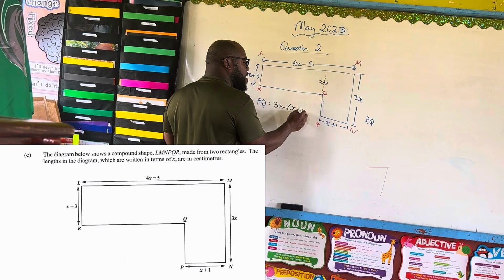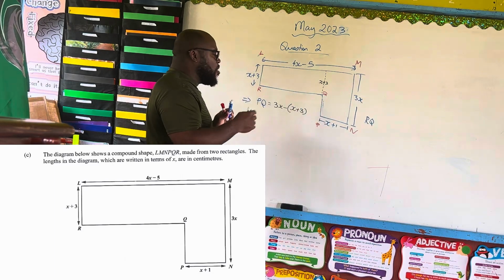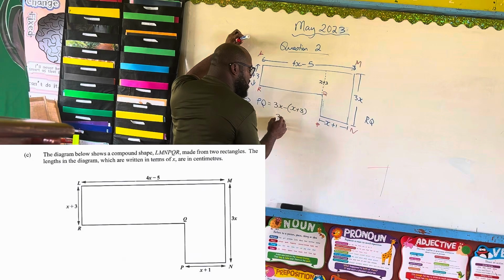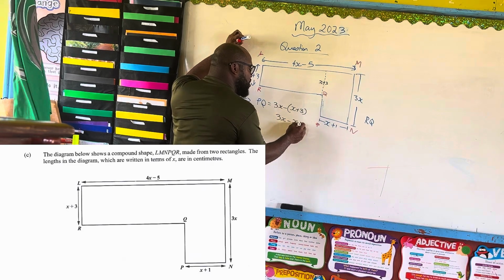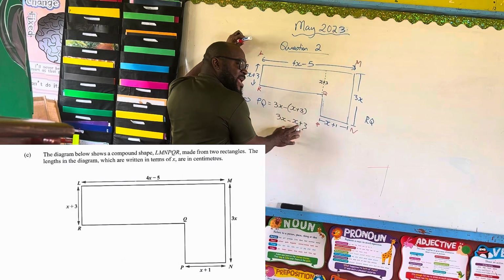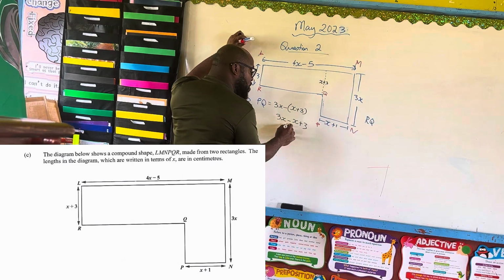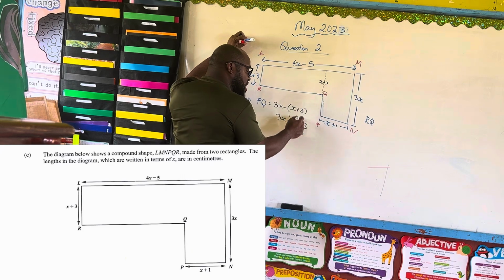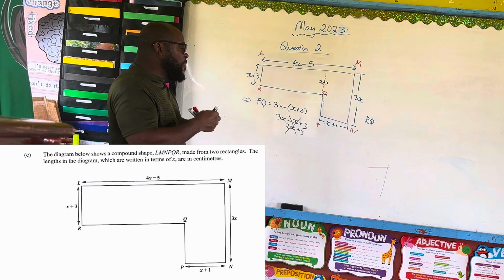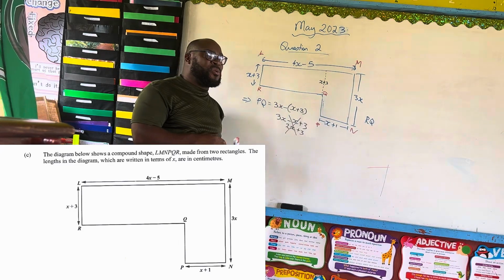Put a bracket. Watch this. If you don't put a bracket, look what happens: 3x minus x plus 3. You don't subtract these two items and you left out the 3. We get 2x plus 3, but that's not right. This is actually wrong. So the bracket helps us to do what?